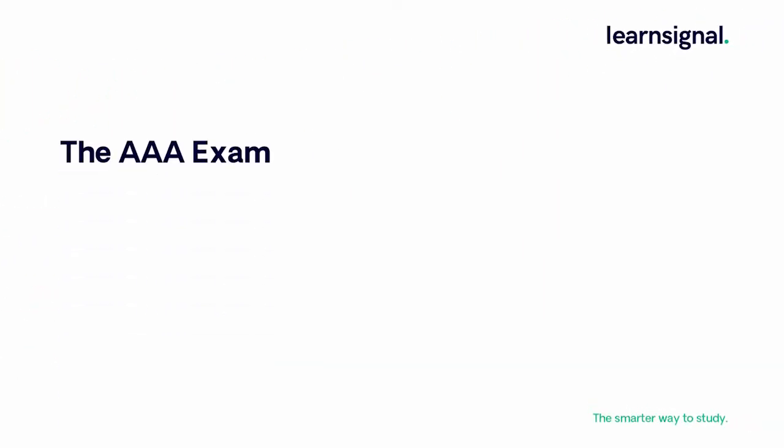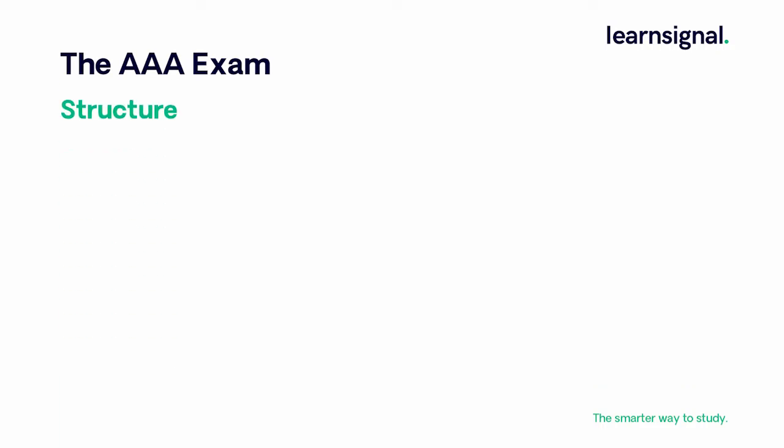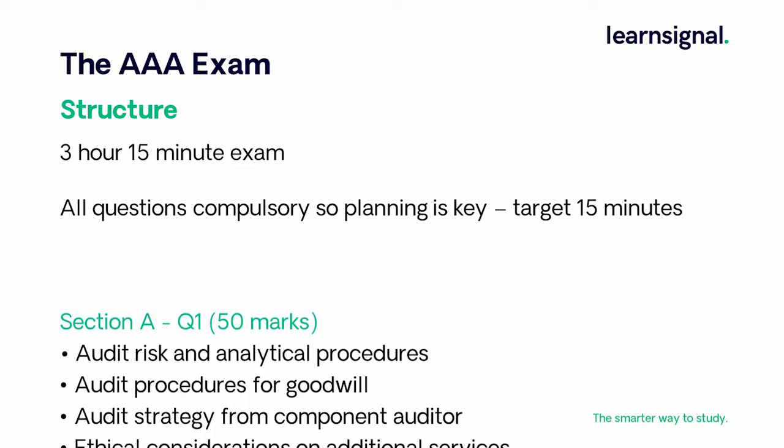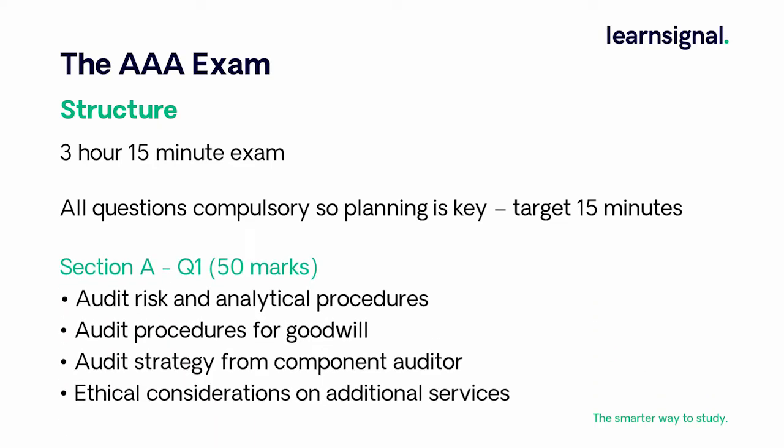It is important to know what you are facing when going into your exam. AAA is a 3-hour 15-minute exam with all compulsory questions. Planning is vital, so allocate the first 15 minutes to this without starting to write an exam answer. Section A is one question worth 50 marks. This section covers a number of areas including audit risk and analytical procedures, audit procedures for goodwill, audit strategy from component auditor, and ethical considerations and additional services. These are big syllabus areas requiring a lot of knowledge and application in an exam.